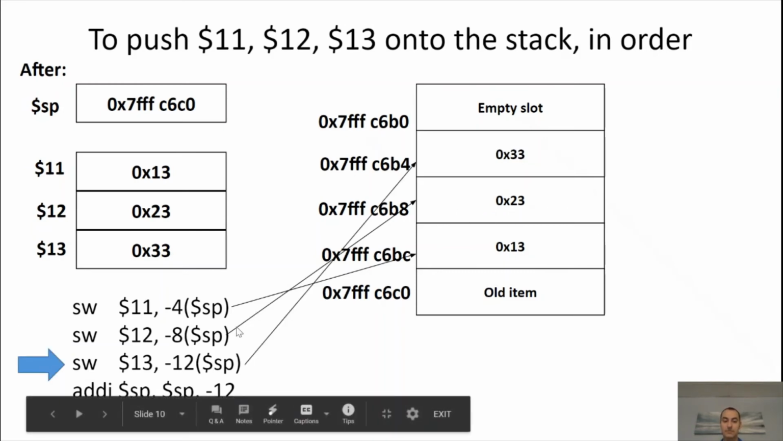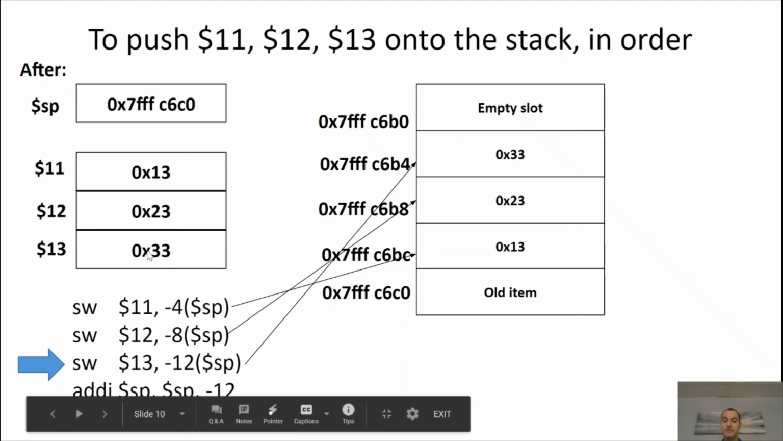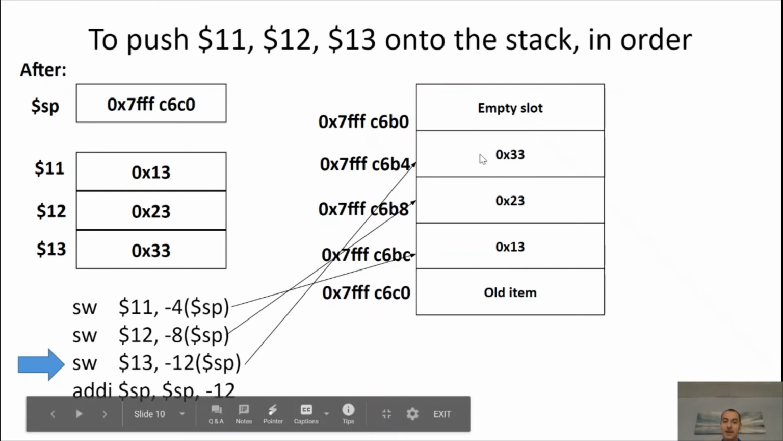And after that, we are doing an offset of -12. So that would be here, 4, 8, 12. So it's going to be here. And we are storing register 13, which is the hex number 0x33. So register 13 is going to be copied to this location. And the last step that we have to do is to update our stack pointer. Our stack pointer should always point to the top of the stack. That means this is the item that is at the top of the stack. We just added it and it should point there.